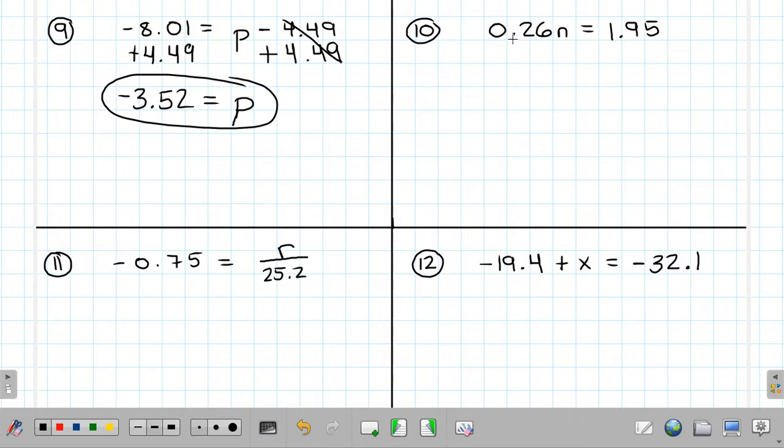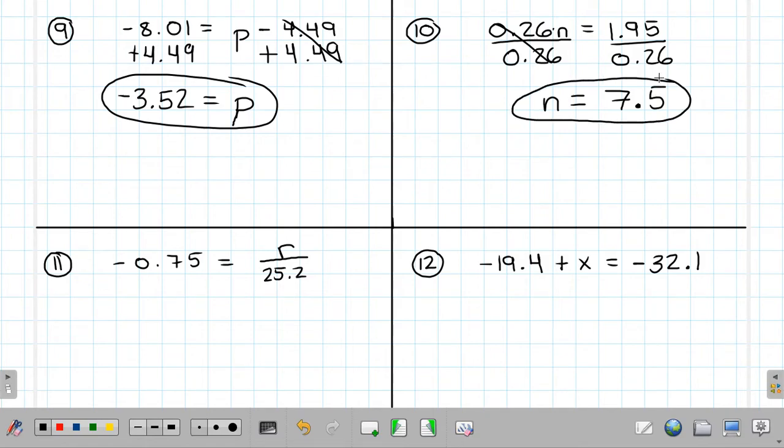Number 10, 0.26 times n is equal to 1.95, so that means we need to divide by 0.26. But once again, if we do it to one side, we got to do it to the other, because we want those to go away. And then over here, 1.95 divided by 0.26. It's, again, another one I wouldn't be able to do in my head, but if you do that calculation, it is 7.5.